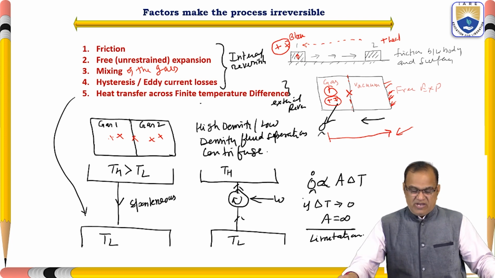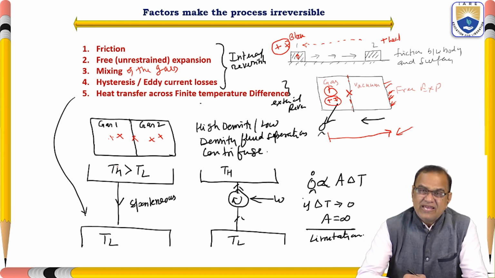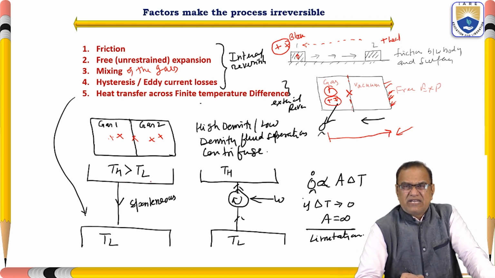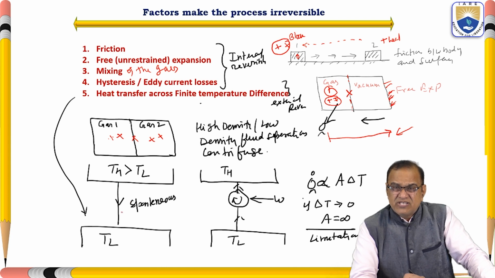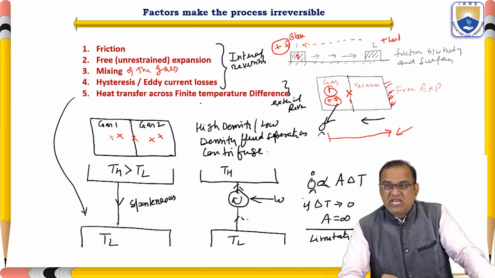Here TH is greater than TL and this will happen spontaneously. It is a natural phenomenon. But if you want to go from TL to TH, you need to do some work.